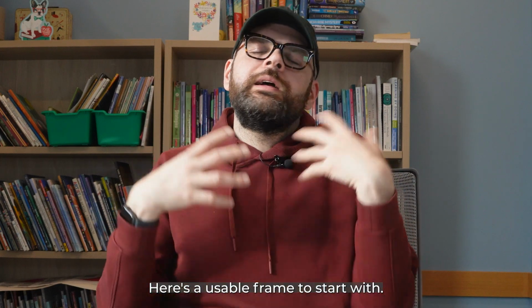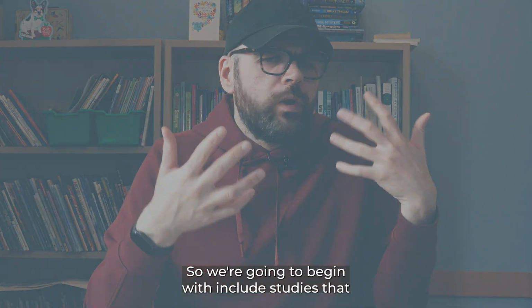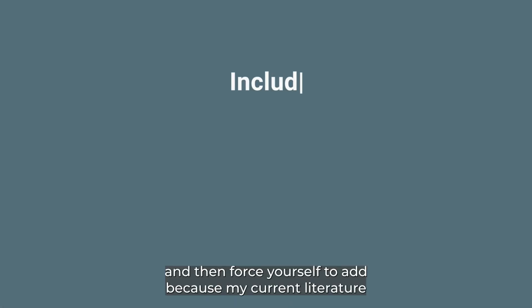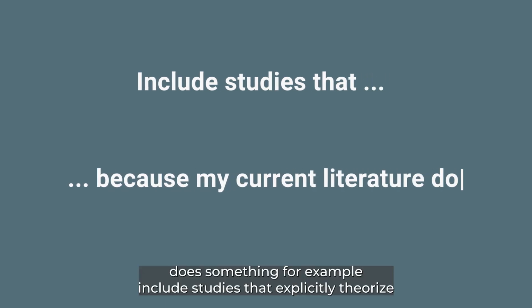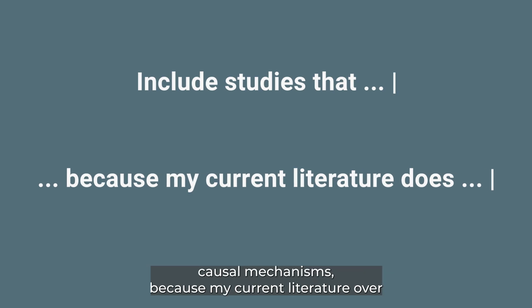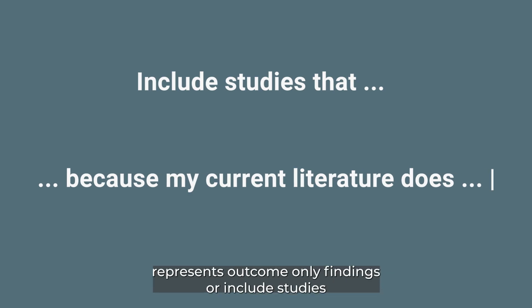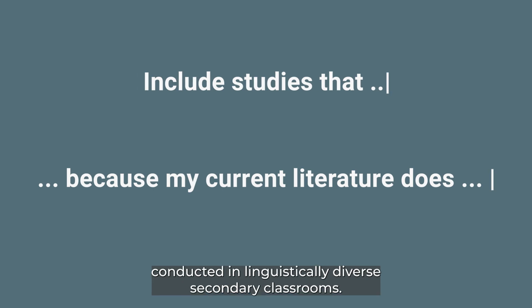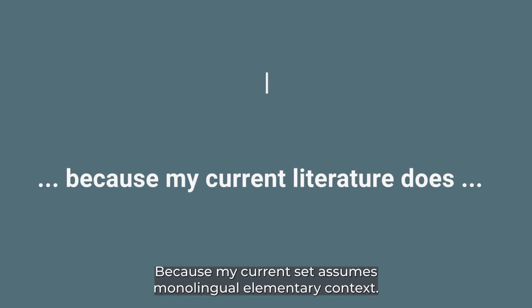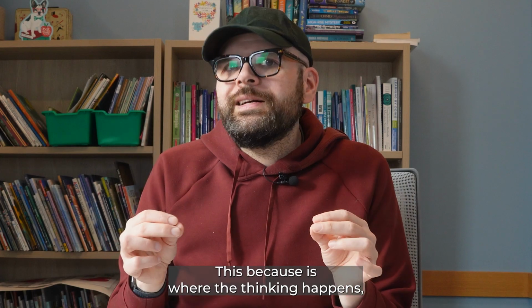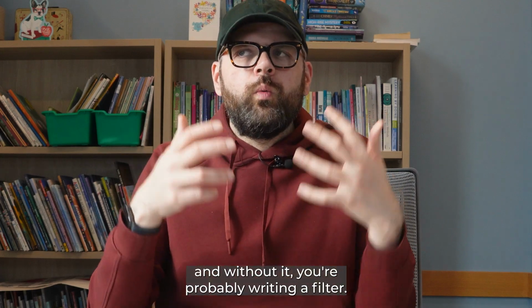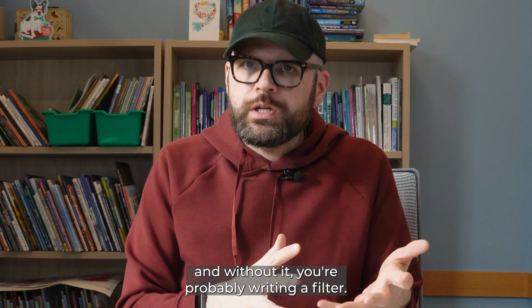Here's a usable frame to start with. We're going to begin with "include studies that," and then force yourself to add "because my current literature does something." For example, include studies that explicitly theorize causal mechanisms because my current literature overrepresents outcome-only findings. Or include studies conducted in linguistically diverse secondary classrooms because my current set assumes monolingual elementary context. This "because" is where the thinking happens, and without it, you're probably writing a filter.